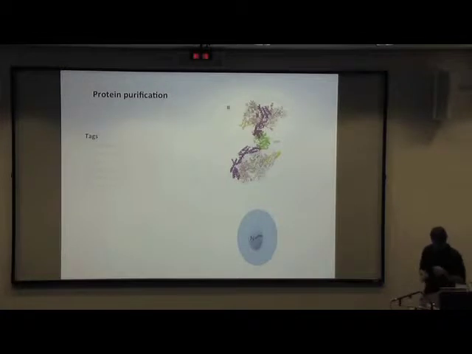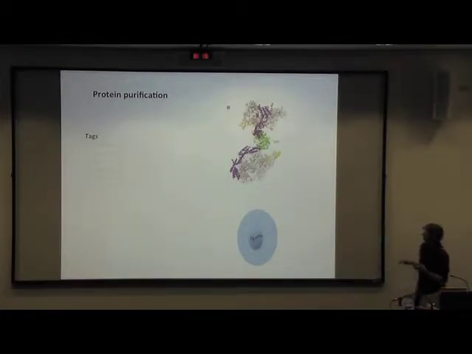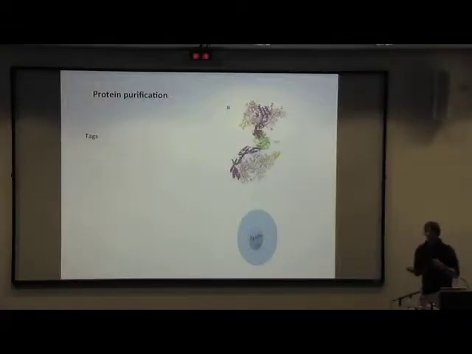But I do want to say a few words about tags, and we just use them because everybody tells you to use them. But there are some restrictions to it. One of them is that, for instance, a GST tag is great because it gives you extremely high purity, but it's also a dimer. So when you then want to characterize your protein and you say, oh look, it's a dimer, well, not so good. In some cases, it can be good.